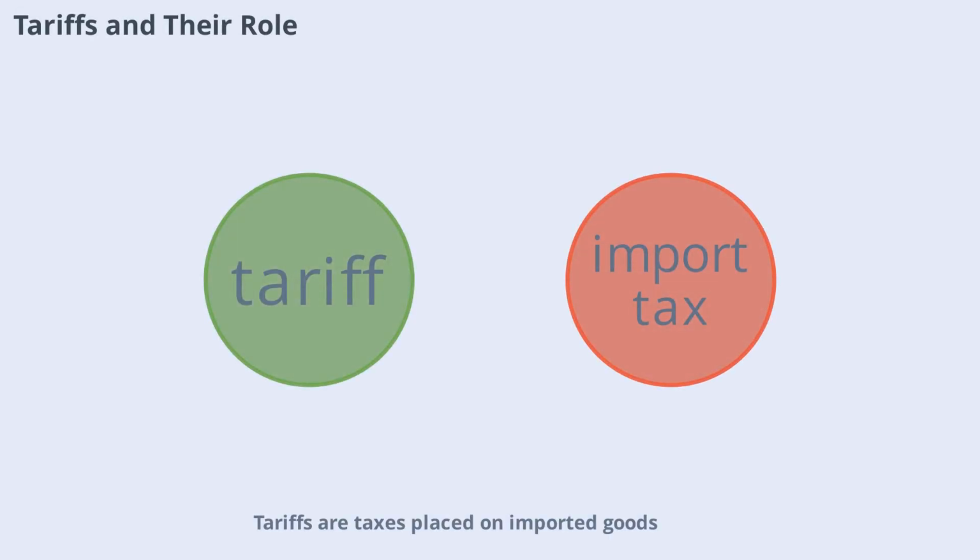Tariffs are taxes placed on imported goods. They make foreign products more expensive, which can protect domestic industries from competition. However, high tariffs can also make goods more costly for consumers and limit choices. Trade agreements often aim to reduce or eliminate tariffs, making it cheaper and easier for countries to trade with each other. Lower tariffs can lead to lower prices, more variety, and increased competition, benefiting both businesses and consumers.